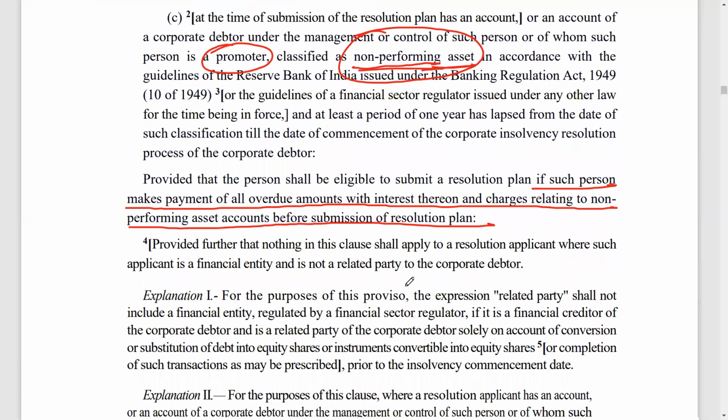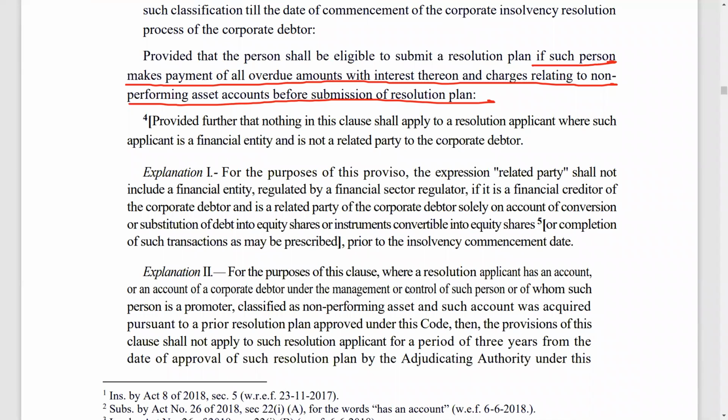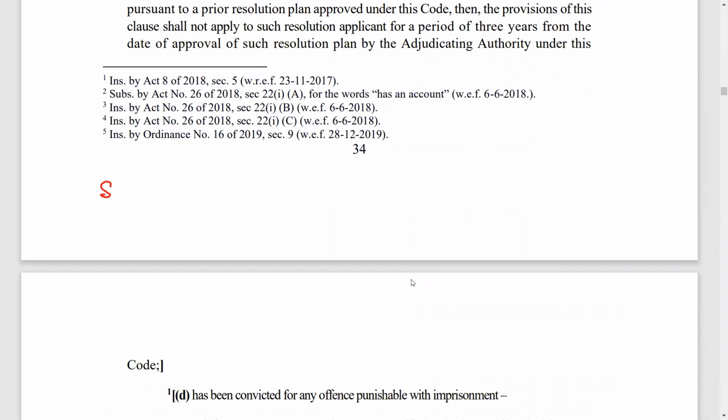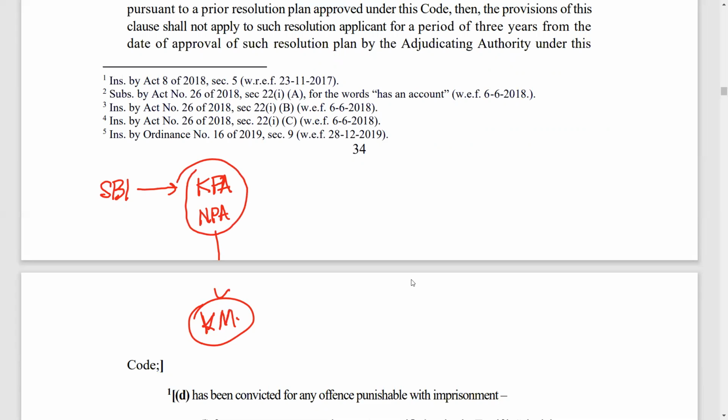Then if it's a financial entity who wants to become a resolution applicant, and it is holding an account that is an NPA, that person can still be eligible. But for that, you need to see one situation here. Let's say State Bank of India gave a loan to Kingfisher Airlines. Now Kingfisher Airlines is an NPA. So technically Vijay Mallya, the promoter of Kingfisher Airlines, cannot be a resolution applicant. However, if before submitting the resolution plan, Vijay Mallya clears all the dues with respect to Kingfisher Airlines, then Vijay Mallya would be eligible.